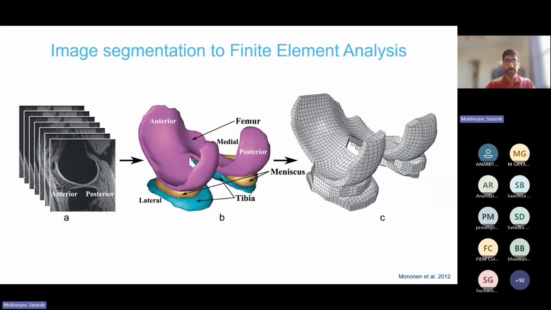And once you have these segmented tissues, then you use finite element approaches to basically convert the geometry into a mathematical model, and solve this mathematical model using the principle of finite element analysis to look at the distribution of mechanics in these.